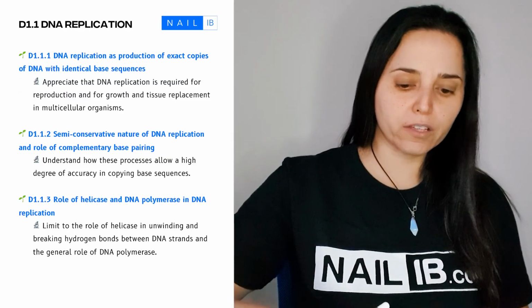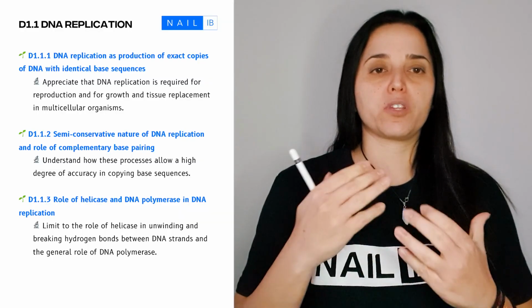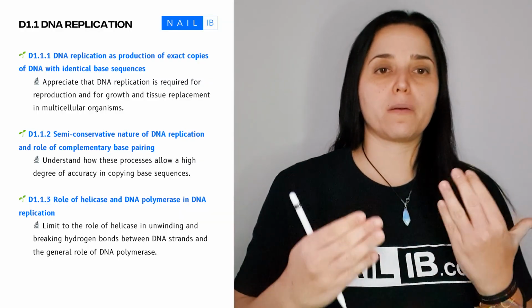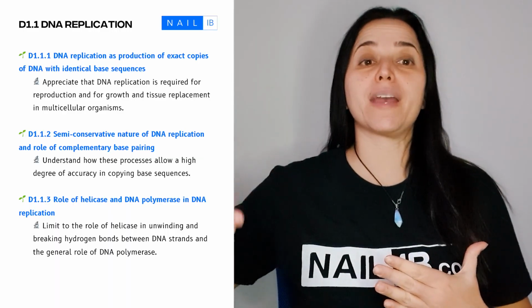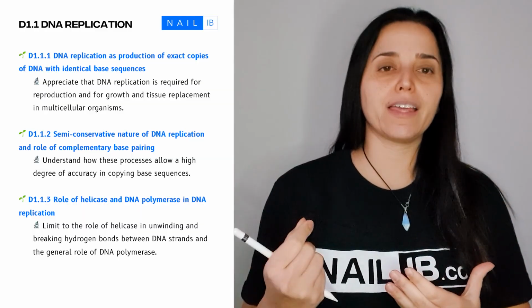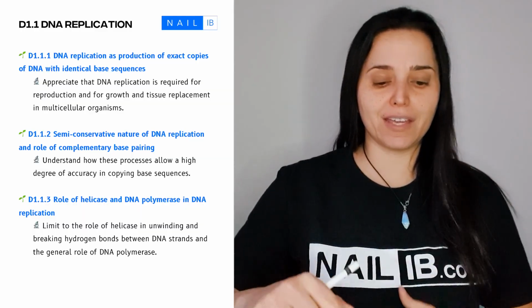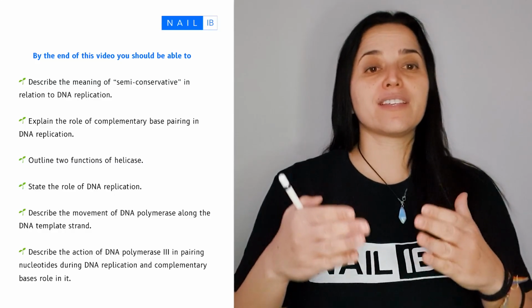In this particular video, we're going to look at DNA replication as the production of exact copies of DNA with identical base sequence. We're going to talk about the semi-conservative nature of DNA replication and the role of complementary base pairing. We're going to talk about the role of helicase and DNA polymerase, which are the two enzymes that work in DNA replication. By the end of this video, these are the things that you will know.